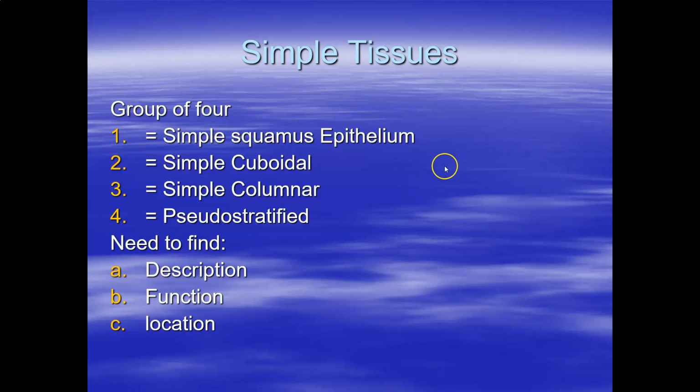So what we're going to do is go through all the simple tissues, and then we're going to go through all the stratified tissues. So we can see here in the simples, we have 4 different tissues we need to go through. And within the context of whether it's simple squamous epithelium or simple columnar, we need a description of it. We're going to talk about its function, and then where it's found in the body. And these are the things you need to know. And I will be asking examination questions in regard to it.